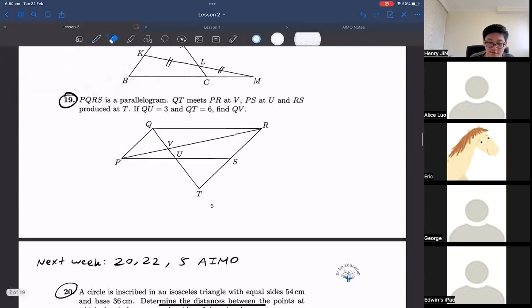All right, but for now, let's try question 19. Again, you do need 2 sets of similar triangles in this question.